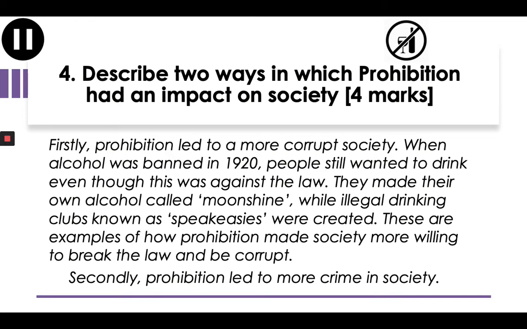Okay, so I'm going to read through it now. Firstly, prohibition led to a more corrupt society. When alcohol was banned in 1920, people still wanted to drink even though this was against the law. They made their own alcohol called moonshine, while illegal drinking clubs known as speakeasies were created. These are examples of how prohibition made society more willing to break the law and be corrupt. Secondly, prohibition led to more crime in society.